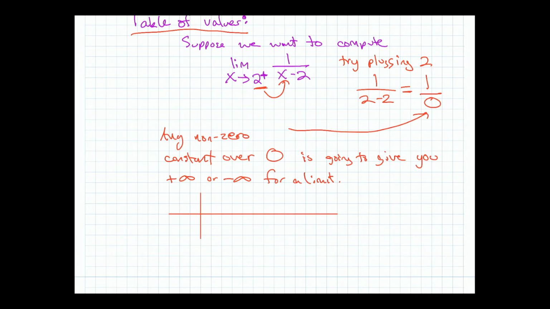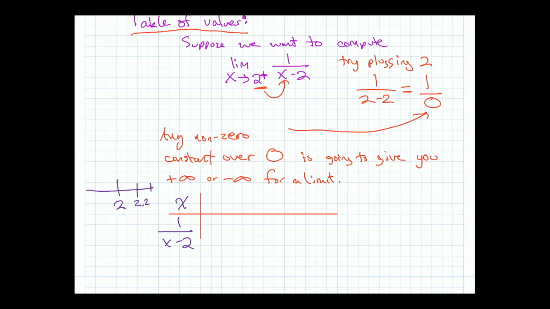If you're trying to find that limit using a table of values, then you would make a table. We're going to have our x values, and then our 1 over x minus 2 values. That's the function, and we're approaching 2 from the right-hand side. On a number line, 2 is here, and 2 point something is on the right-hand side of 2.